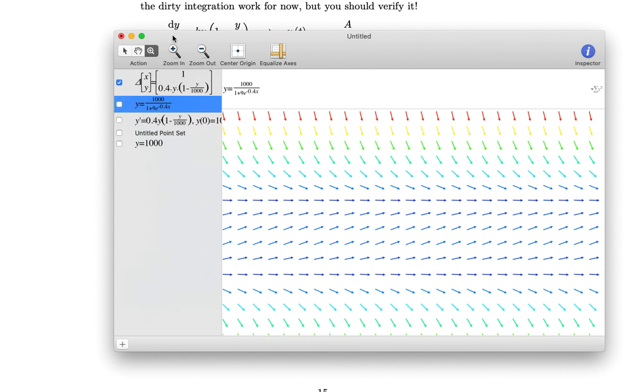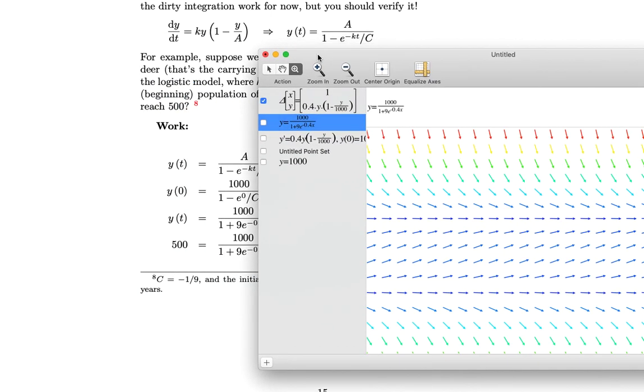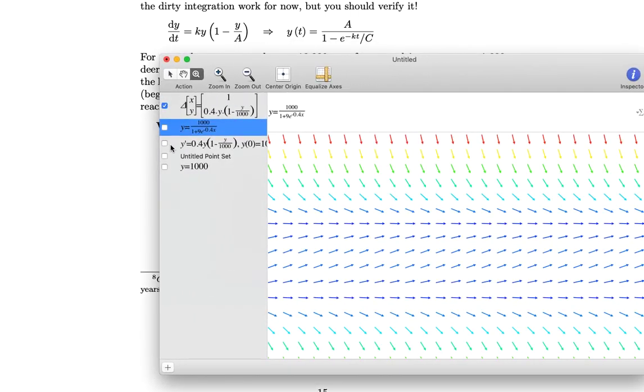And what I want to do is talk about getting Grapher to actually plot it out. What I'm plotting out, well, we're going to just type in the differential equation now, which is dy/dt. In this case, it's dy/dx equals 0.4y, and then it's going to be 1 minus y over the carrying capacity, which is 1,000.